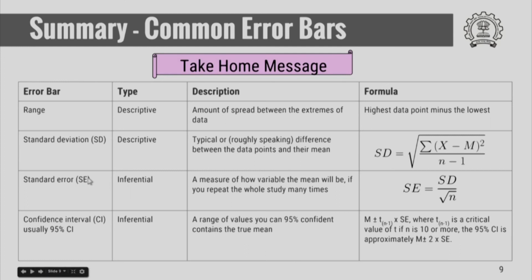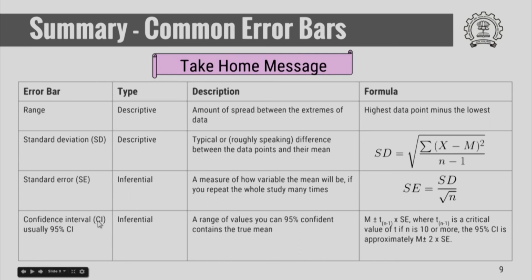The standard error bar is an inferential error bar and it is a measure of how variable the mean will be if you repeat the whole study many times. Standard error can be calculated by using the standard deviation: you divide the standard deviation by the square root of the sample size n.